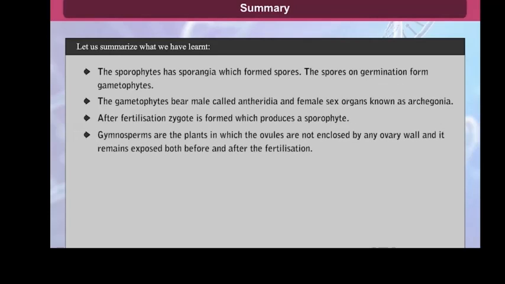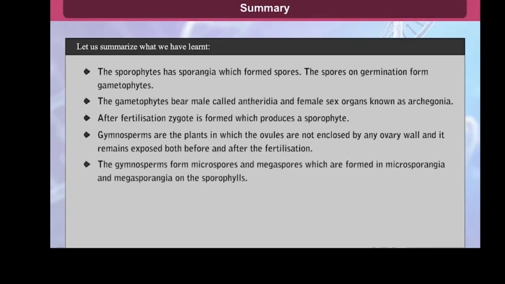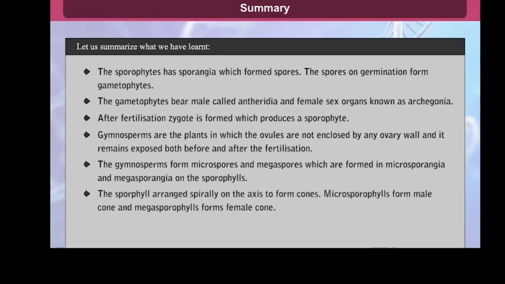Gymnosperms are the plants in which the ovules are not enclosed by any ovary wall, and it remains exposed both before and after the fertilization. The gymnosperms form microspores and megaspores, which are formed in microsporangia and megasporangia on the sporophylls. The sporophylls are arranged spirally on the axis to form cones. Microsporophylls form male cone and megasporophylls form female cone.